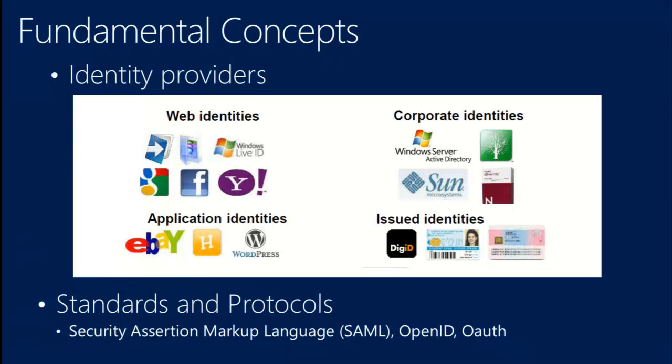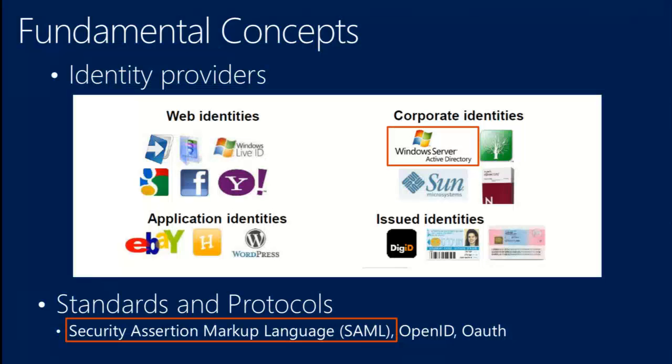So all these are important things that we have to ask ourselves before we decide to go down the claims path. The other thing we have to take into account is, of course, the reputation and capabilities of the providers. So as you know, we have a variety of providers to choose from. We have web providers, we have corporate providers, application identities and issued identities are also other forms of identity providers that we can select. The focus of our session and demo will be Active Directory identities in the context of a SharePoint web application.